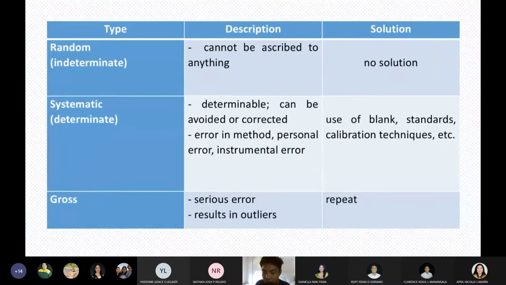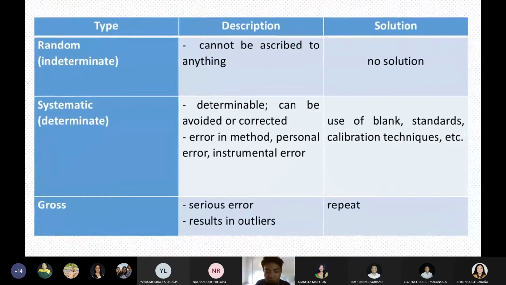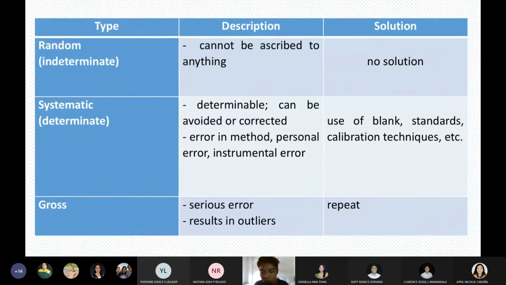So, in summary, ito yung types ng error, description, and yung solution. So when we have random errors, that's okay. That is something innate with measurements. Andiyan na yan. Wala tayong magagawa, no, to resolve that. Okay?